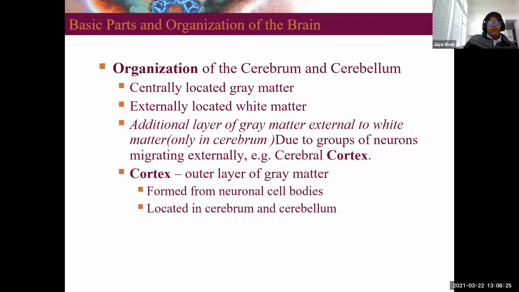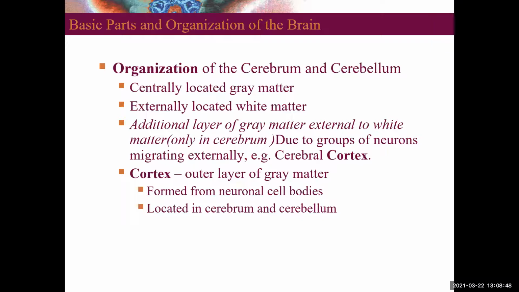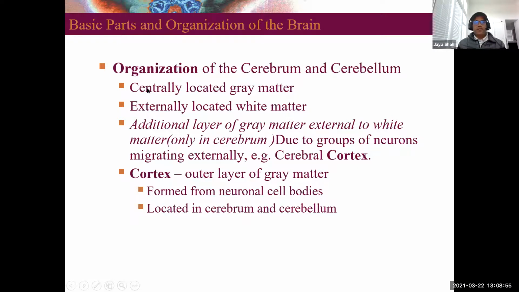Do you guys remember what was the outer part of the spinal cord, whether it was white matter or gray matter? White matter. It was white matter, and the medulla or inner part of the spinal cord was gray matter. In the cerebrum and cerebellum, it is just the opposite. So in the cerebrum, there is centrally located gray matter.